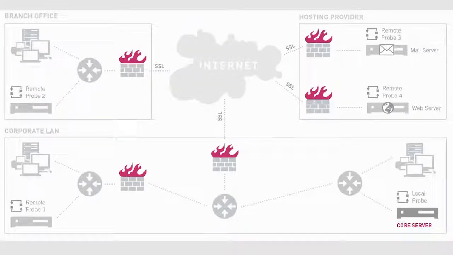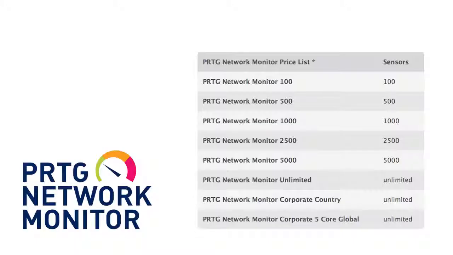For distributed monitoring of remote locations, PRTG offers remote probes, which collect data from the devices in the remote locations and relay the results to your central core server for analysis. PRTG's license prices are based only on the number of sensors you use. There are no additional modules or add-ons. All functionality is included in every license.